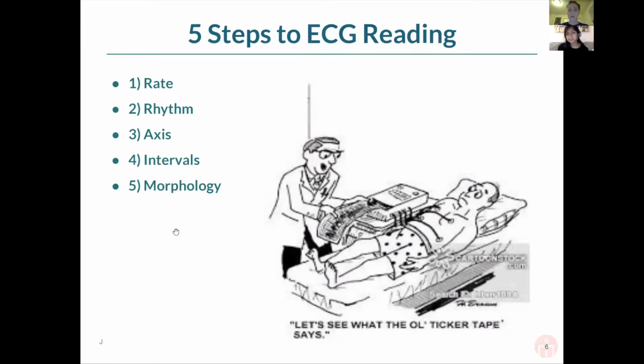The third step is to say, what's the axis? Is it a normal axis? Is there a left axis deviation? Is there a right axis deviation? Those are actually very important questions because they can lead you to interpreting the EKG differently. For example, if there's left ventricular hypertrophy, or if there's acute right heart strain, the axis may be different. And so that is why it's always very important to check the axis and see if it's normal or if it's altered at all.